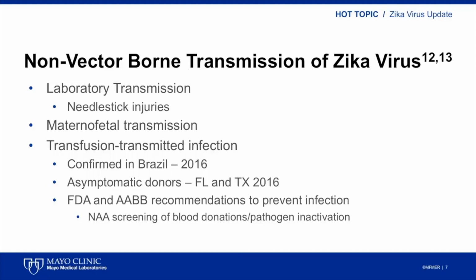Both the U.S. Food and Drug Administration and the American Association of Blood Banks issued guidance in order to reduce the risk of Zika transmission in the U.S. blood supply. This is challenging when you consider that most donors may be asymptomatic. Due to this complicating factor, the recommendations chose to focus on methods for nucleic acid amplification-based screening of collected blood units, or utilization of pathogen inactivation technologies such as ultraviolet light or detergent treatment of blood products prior to use.